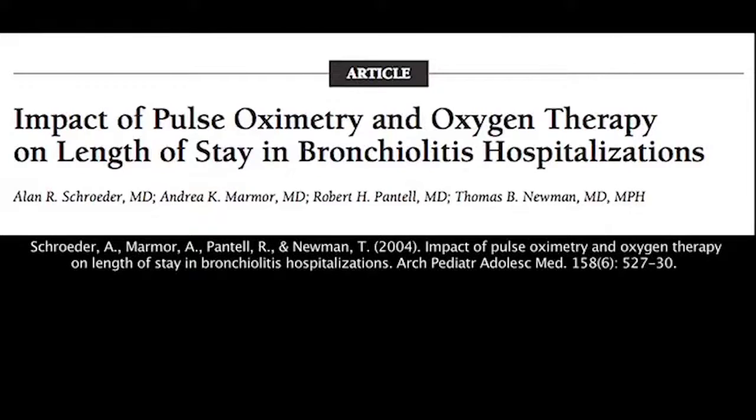Please note that some studies performed in the U.S. have actually associated continuous pulse oximetry monitoring in acute care with increased length of hospital stay and costs.